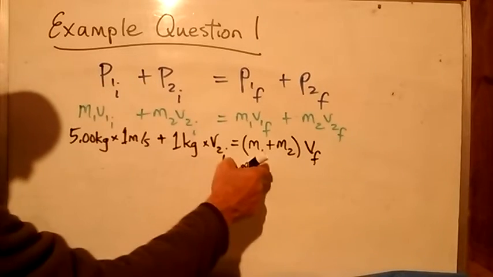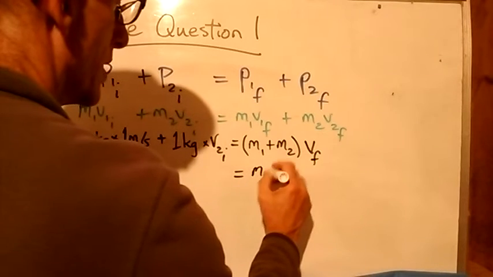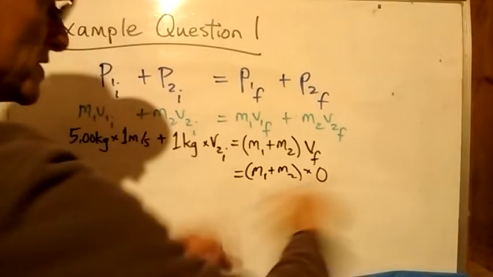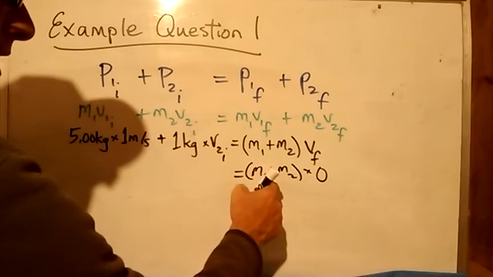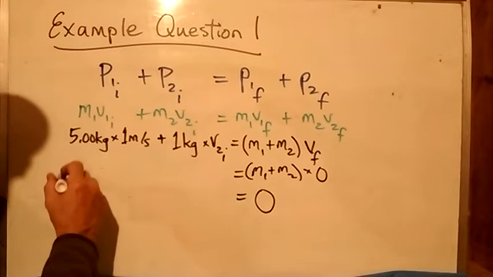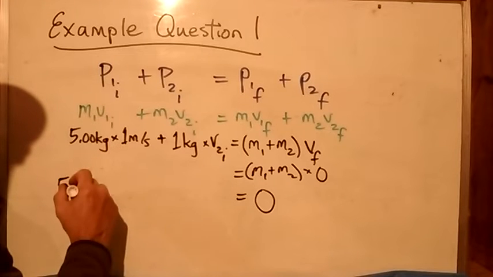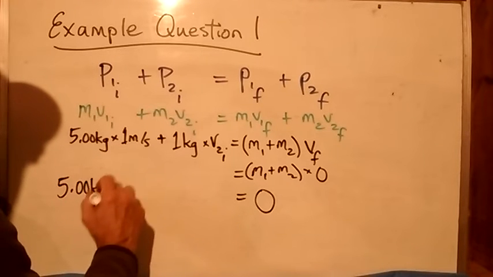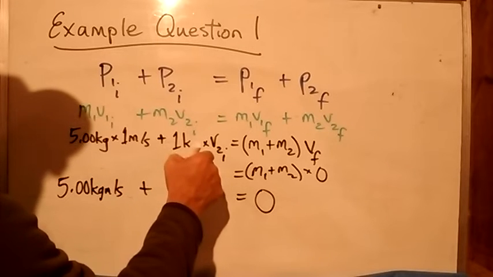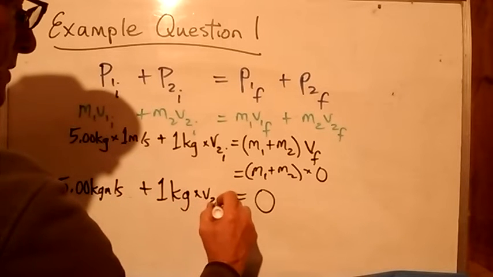So if I know that final speed is 0, I have M1 plus M2 times 0. That whole side is 0. If you multiply anything by 0, the entire side is 0. On this side I've got 5 times 1, so 5 kilogram meters per second, plus 1 kilogram times V2 initial, I should say.